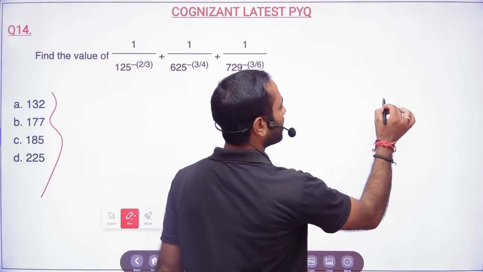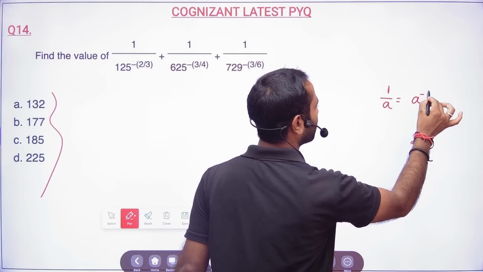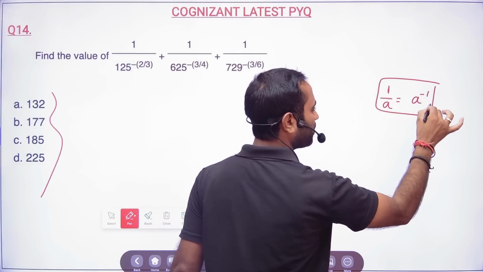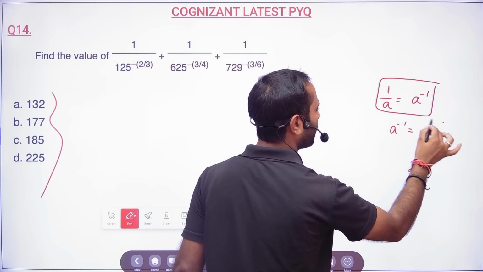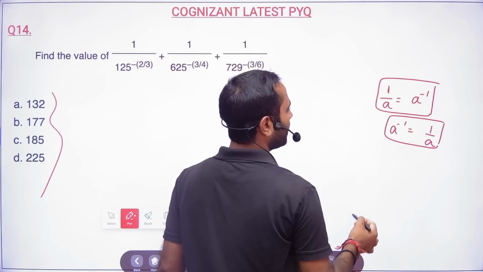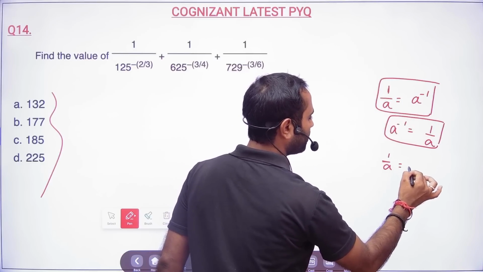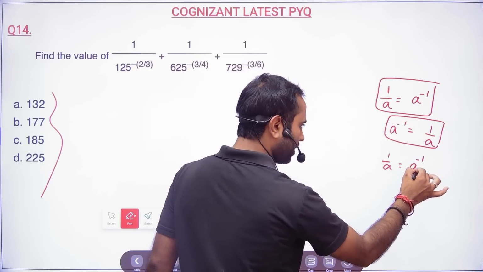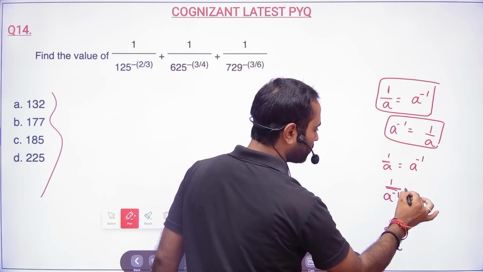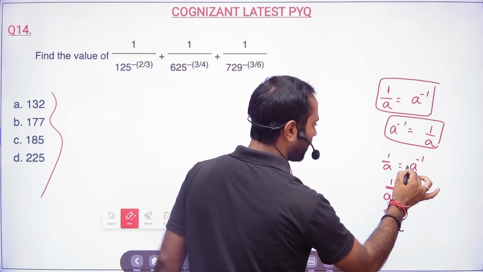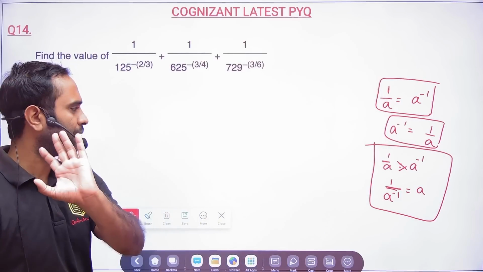So friends, 1 by A, right? In Surds and Indices, you can write like this: 1 by A will be equal to A to the power minus 1, or if you have A to the power minus 1, you can write 1 by A. Now this you see. If it is 1 by A, you can write A to the power minus 1. Now this A to the power minus 1, I will bring it here. So if you have A to the power minus 1, then you can write it as A. I did a cross multiplication, right? In Surds and Indices, you should have a very good control.